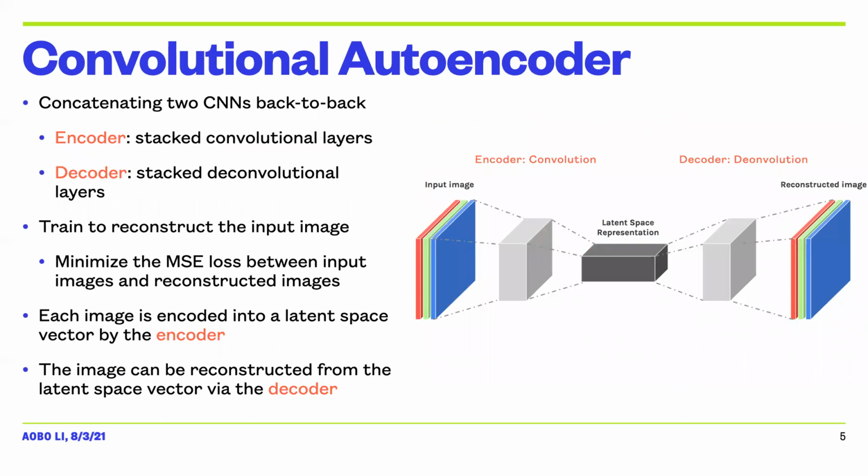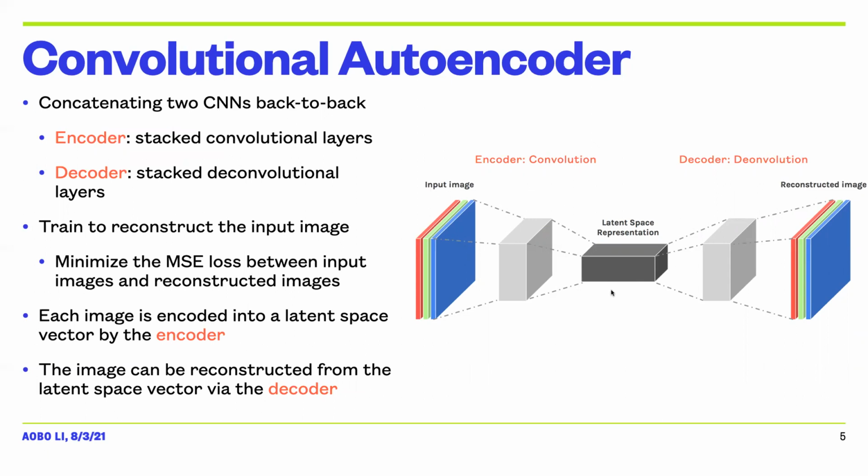Before we start talking about the actual generative model, I will start with a convolutional autoencoder model. Basically, what a convolutional autoencoder does is concatenate two convolutional neural networks back to back. There is an encoder part, which is a stack of convolutional layers, and it encodes each image into a feature vector of given length. The decoder part is a stack of deconvolutional layers, which decodes the image from this feature vector space back to the original image.